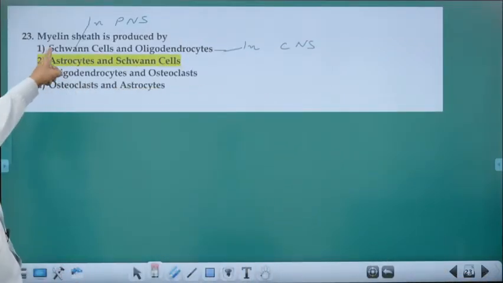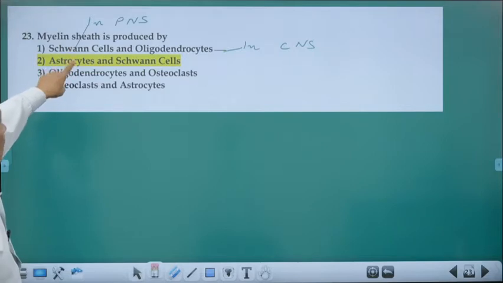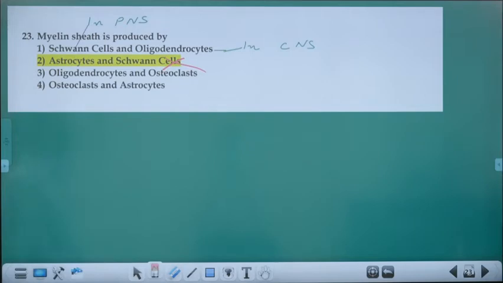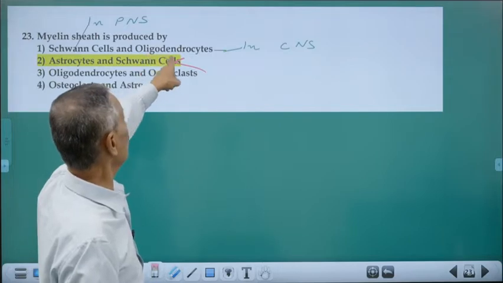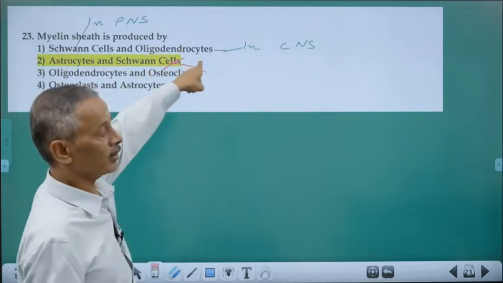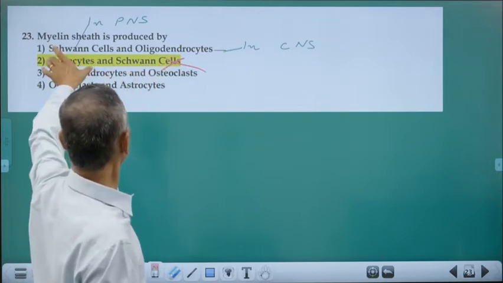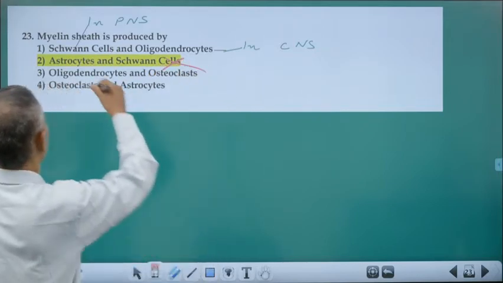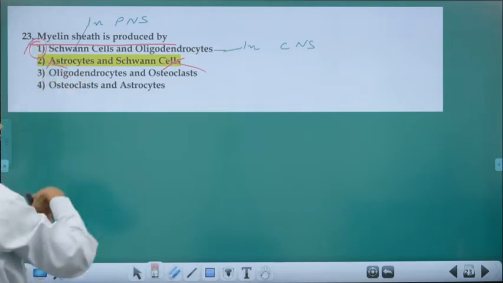Then myelin sheath is produced by, who produces myelin sheath? It is produced by the Schwann cells. See, this one is incorrect. Schwann cells in the peripheral nervous system, and the same is produced in the central nervous system by oligodendrocytes. Both of them are macroglia cells. Schwann cells in the peripheral nervous system and oligodendrocytes in the central nervous system produce the myelin sheath. The answer is 1, not this second one.